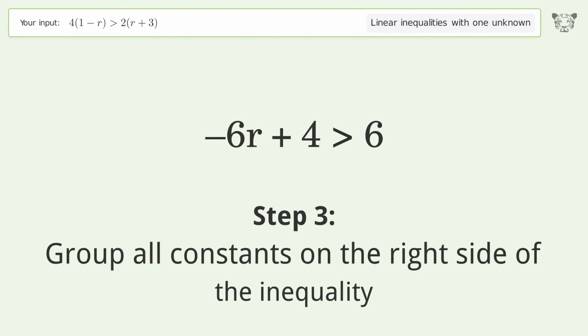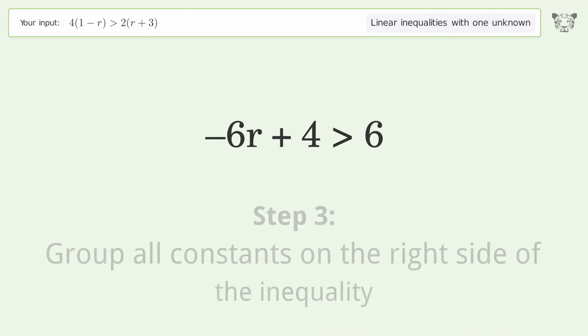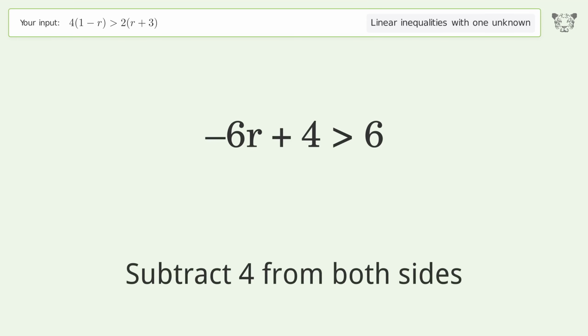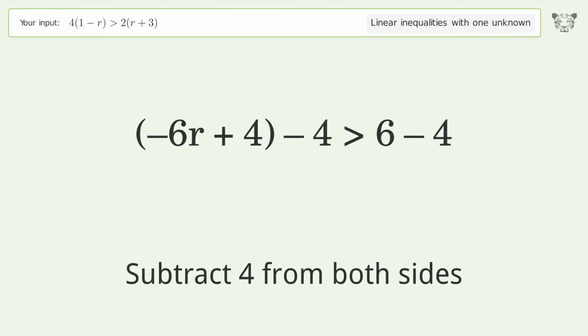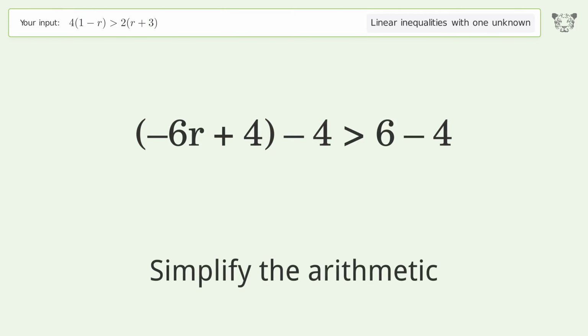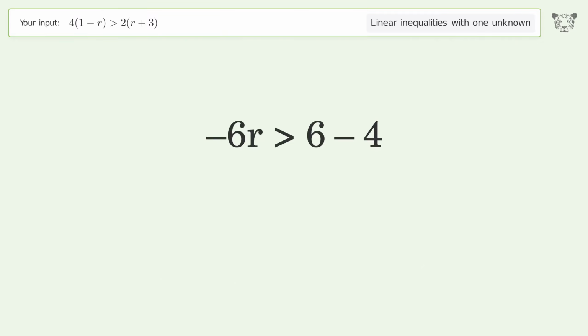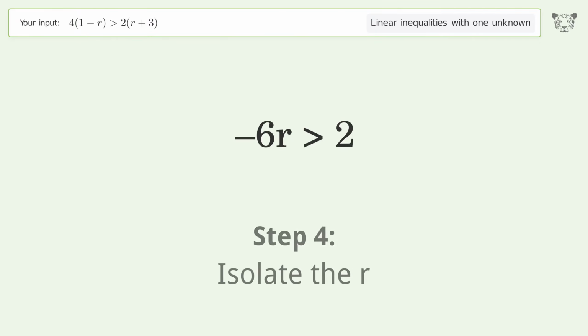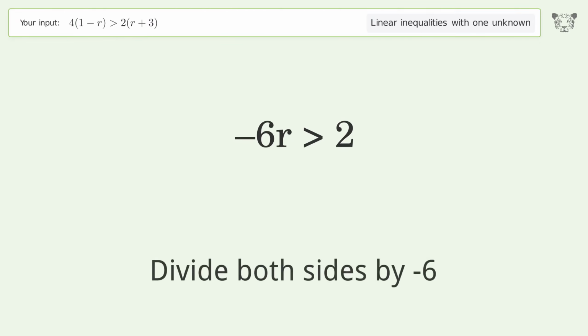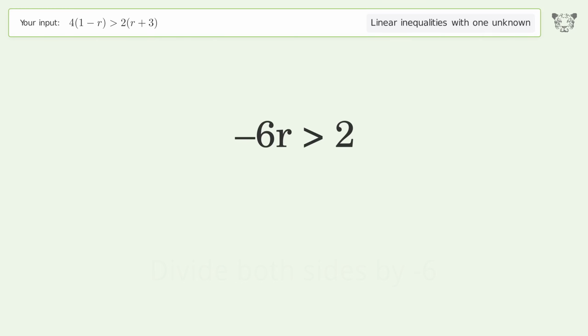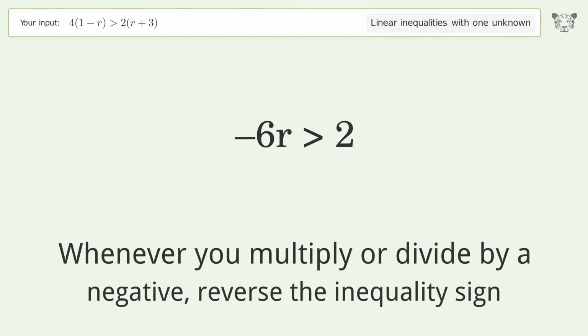Group all constants on the right side of the inequality. Subtract 4 from both sides. Simplify the arithmetic. Isolate the r. Divide both sides by -6. Whenever you multiply or divide by a negative, reverse the inequality sign.